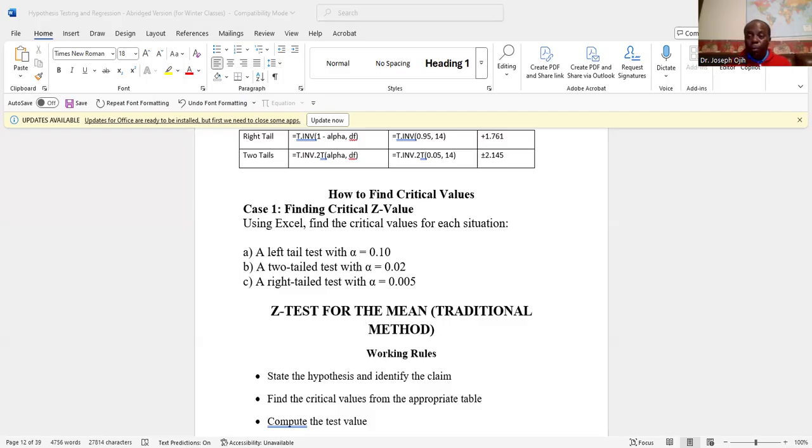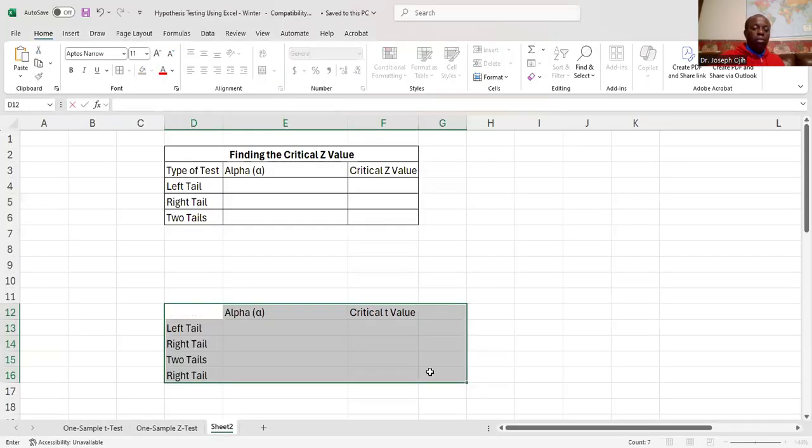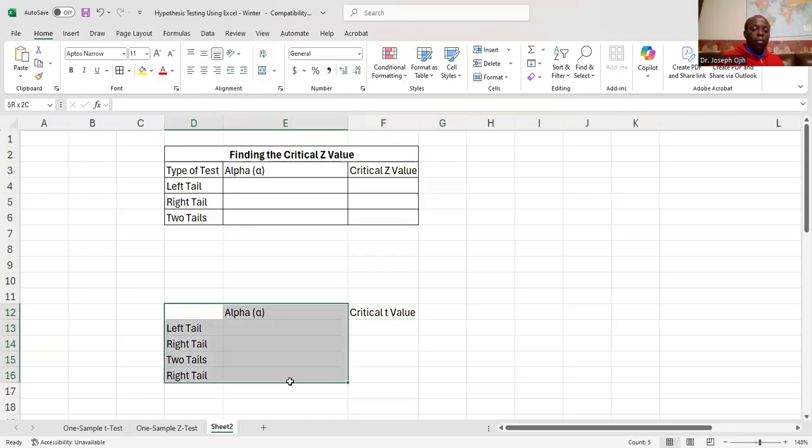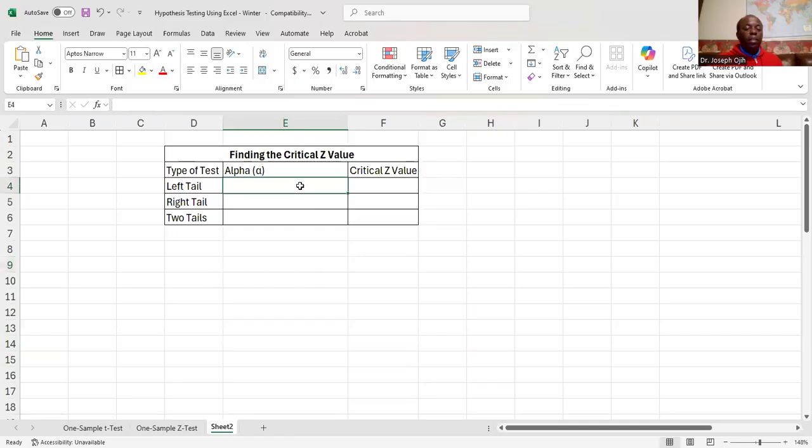There are two ways you can do this: either use a table or use Excel. Since we have already started using Excel, I guess we should continue with that. So I'm going to take you to Excel so you can see how to find these Z critical values. I'm going to remove this one so that it does not confuse us.